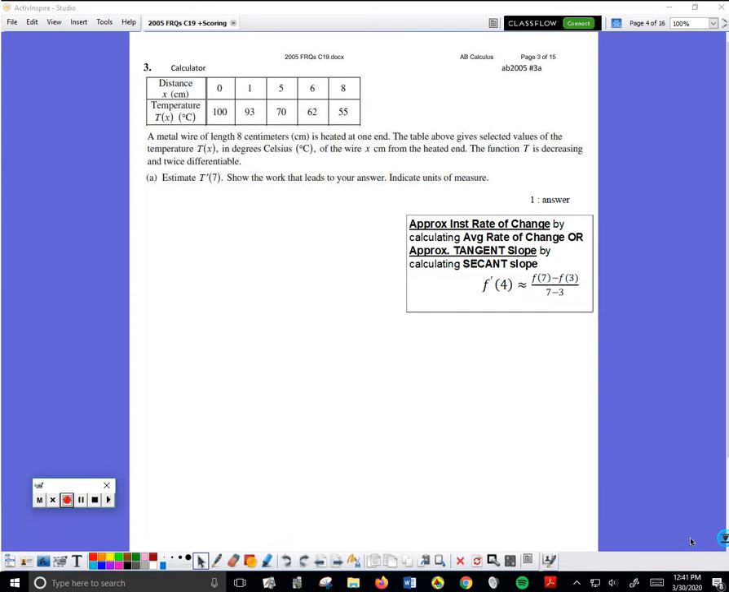Okay, so a metal wire of length 8 centimeters is heated at one end. The table gives selected values of the temperature, in degrees Celsius, of the wire, x centimeters from the heated end. A picture here can help.